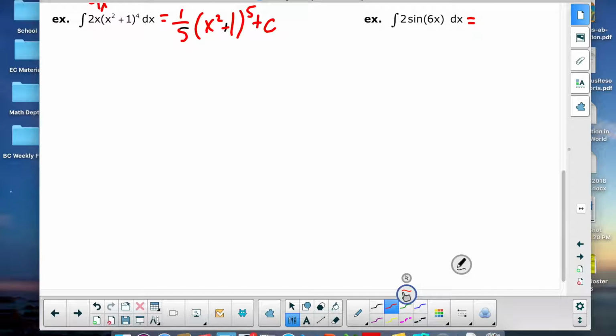Okay. Did we get both of them? Thank you, partners, for the great explanations that they did. Okay, so the first one, we should have gotten that. Did we get that as an end result? Yes. Is that good? Okay, for this one, we should have gotten negative 1/3 cosine of 6x plus c.